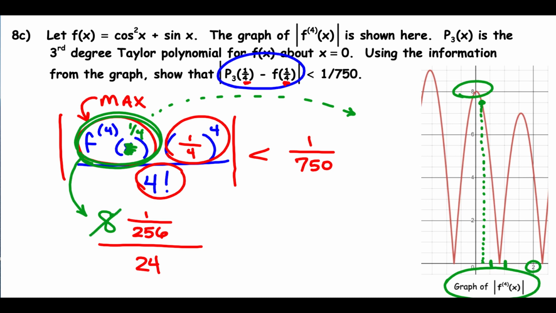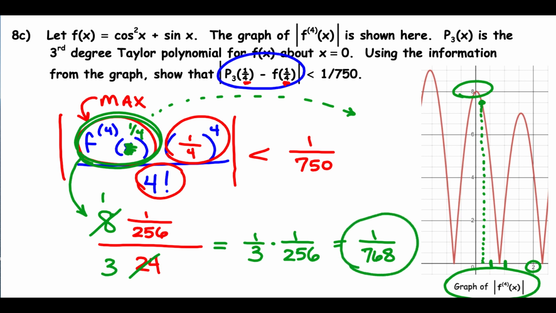And of course, the 8 and the 24 will cancel into a 1 and 3. So we have 1/3 times 1/256. That's exactly what I just had on the previous page before I erased. That's going to be 1 over 768. And if the error has to be less than 1/768, then certainly it's going to be less than 1/750. So again, there's just another way to show it.